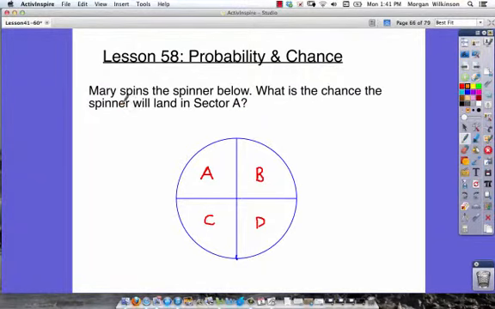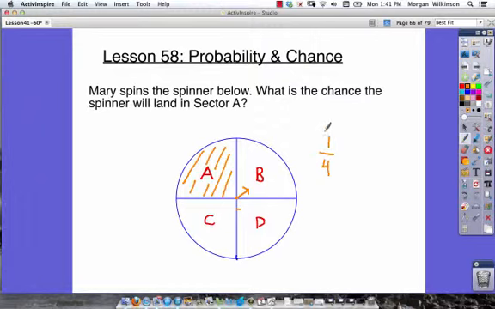So our first problem says, Mary spins the spinner below. So there's going to be a spinner here, and we'll start the spinner off pointing towards B. What is the chance the spinner will land in sector A? So if we spin the spinner and it comes to a stop, what is the chance that it lands in sector A? Well, sector A, we can see, is one part of our circle out of a grand total of 4 parts of our circle. So the chance that it's going to land in sector A is 1 out of 4.